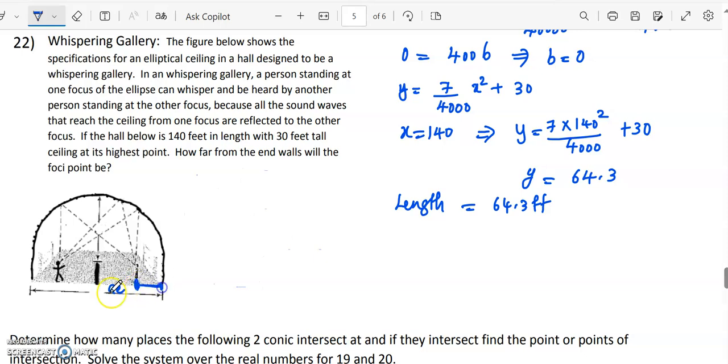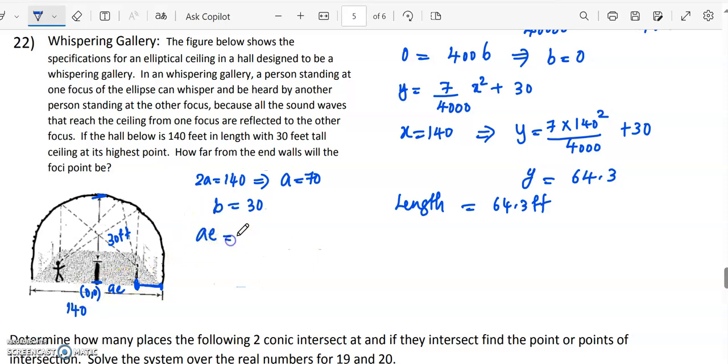So let us take the center to be (0, 0), and we are given the length of the hall is 140 feet. So this length is 140, and the height from this point to this point will be 30 feet. So the major axis will have a length of 140, that is 2a equals 140. So we will have a equal to 70, and this will be half of the minor axis. So this will be the b value. So b will be equal to 30.